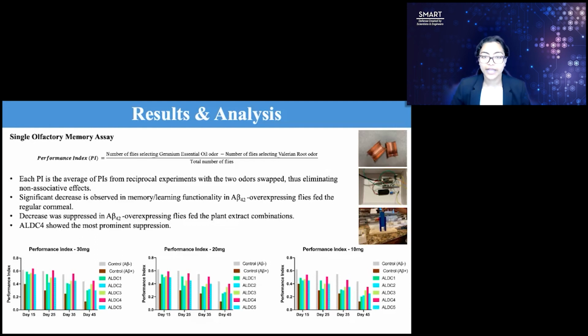For example, a higher performance index would indicate that a greater number of flies selected the correct odor, and this would imply that flies were able to use their associative memory to determine the correct odor.